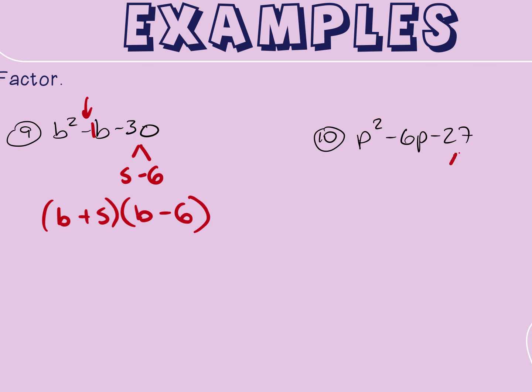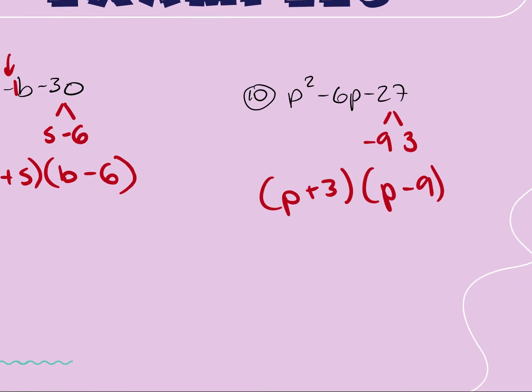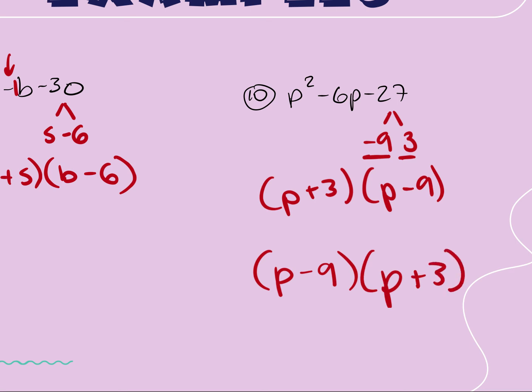Number 10. What are 2 factors of negative 27 that add to negative 6? Awesome. Negative 9 and positive 3. So we have p plus 3 and p minus 9. The order that you write them doesn't matter, but the order where your signs are matters. As long as the negative is with the 9 and the plus is with the 3, I could write it p minus 9 and p plus 3. The order doesn't matter, but just make sure the signs are correct.